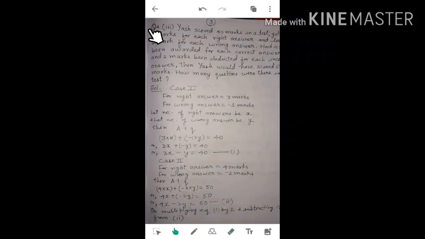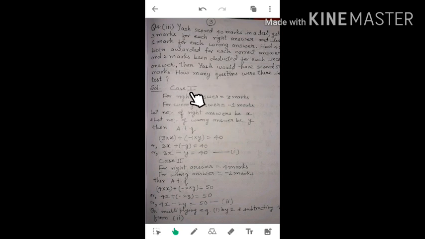Now we are coming to question number 4, its third part. Yash scored 40 marks in a test. He gets 3 marks for each right answer and loses 1 mark for each wrong answer. Had 4 marks been awarded for each correct answer and 2 marks been deducted for each incorrect answer, then Yash would have scored 50 marks. How many questions were there in the test?